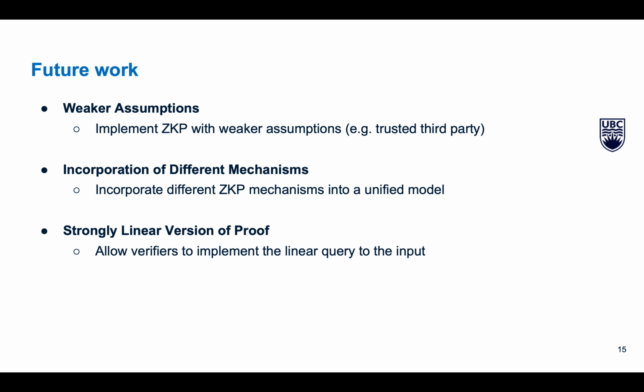The strongly linear version of proof is a new type of ZKP. It allows the verifier to implement linear queries to the input. Furthermore, the query is pointed to the proof, and the verifier owns limited access to the input. So, this new model realizes the standard concept of soundness.